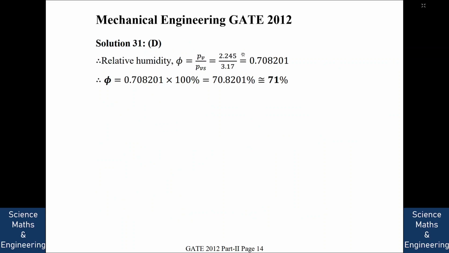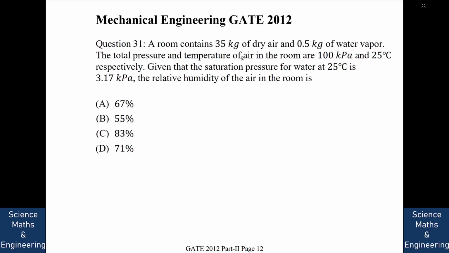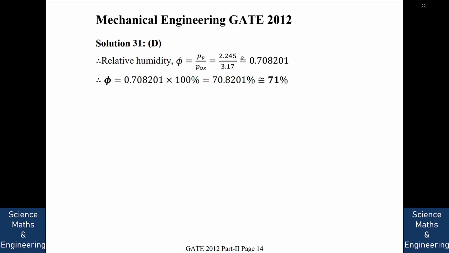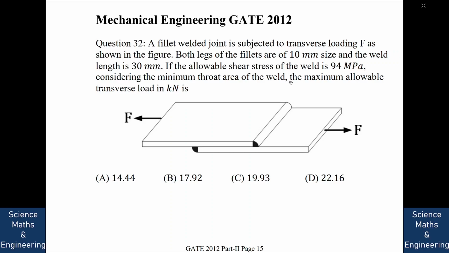Next, relative humidity phi is PV divided by PVS. Now PV is 2.245 and PVS is given as 3.17. So our relative humidity is 0.708201, and in percentage terms it is 70.82%, which is approximately equal to 71%. So we'll go to the next question.